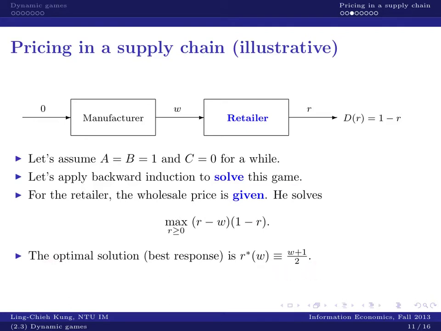I hope you already feel familiar with how to solve this problem. Ignore this constraint. Show that this problem is maximizing a concave function. The first order condition gives you this, and then verify this satisfies the constraint. We say this optimal solution is the best response function, because your optimal retail price definitely depends on the wholesale price. When the wholesale price becomes higher, you are going to set a higher retail price. Makes sense.